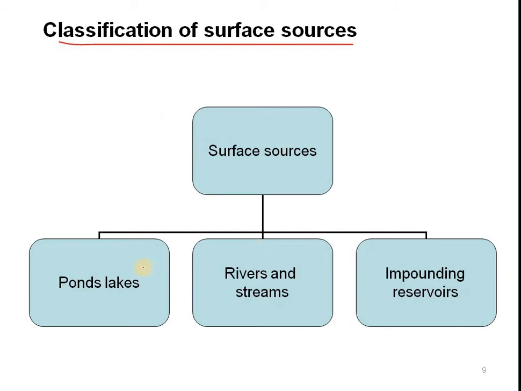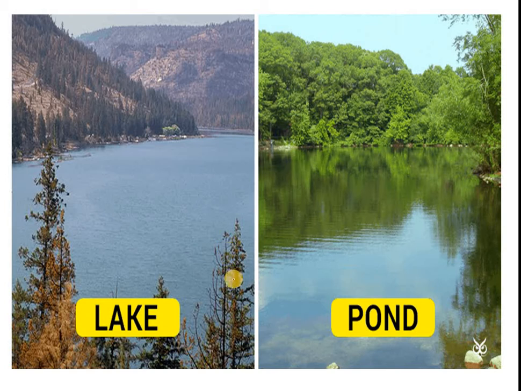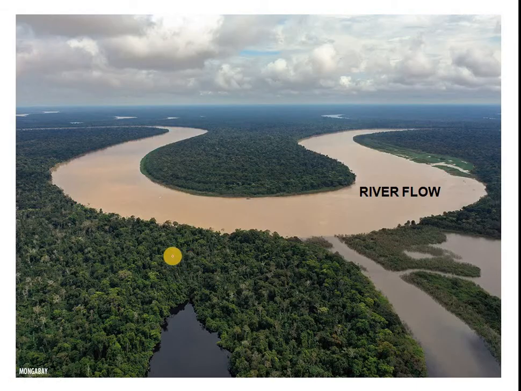So classification of surface sources, we can see ponds, lakes, rivers and streams and impounding reservoirs. You can see the images which are displayed on the screen. The first one you can see is a lake where the water is collected, and this second one is nothing but a pond, okay. The ponds are formed automatically by the rainfalls, and this is a river flow where it travels from one place to another place. We can see very large and small rivers. So many types of rivers are there in our India.